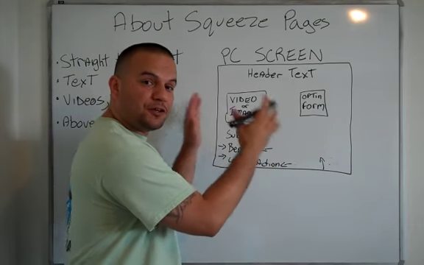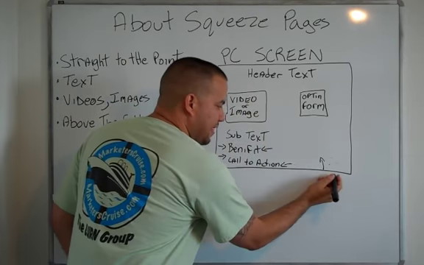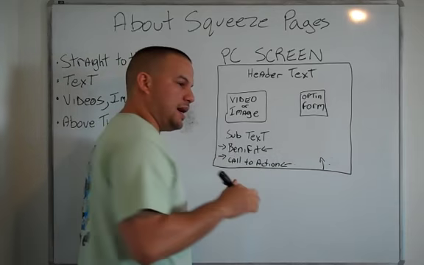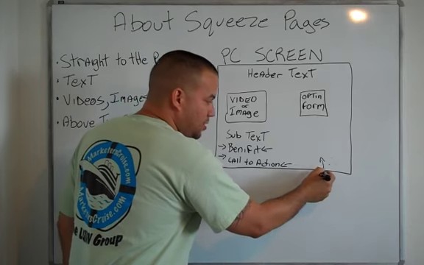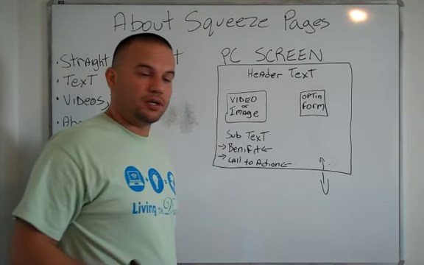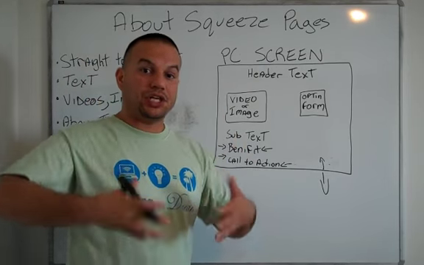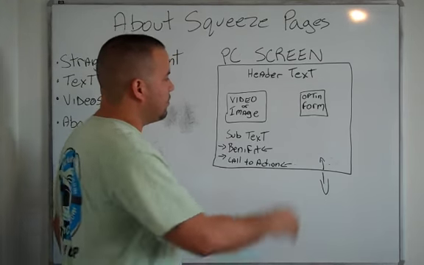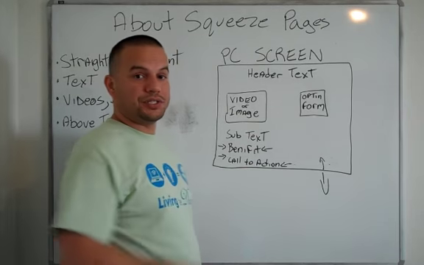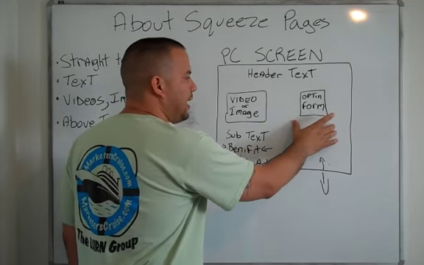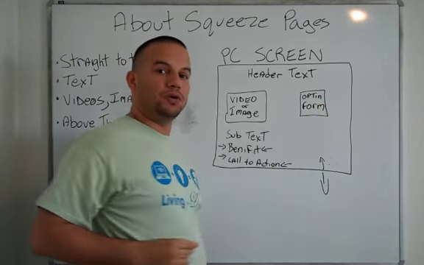The very first thing that you see that pops up on your computer screen, that is above the fold. Now, if you have to scroll down to see anything, then you're going below the fold. And what I mean by having the main message above the fold is right here: your video or image and your opt-in form. You have to have these two components above the fold.